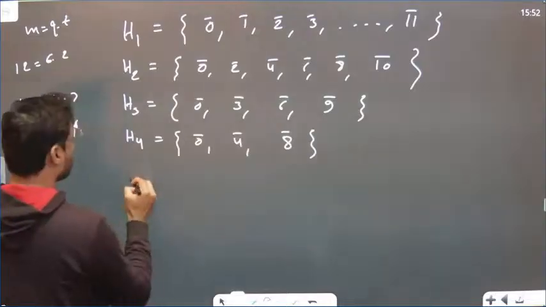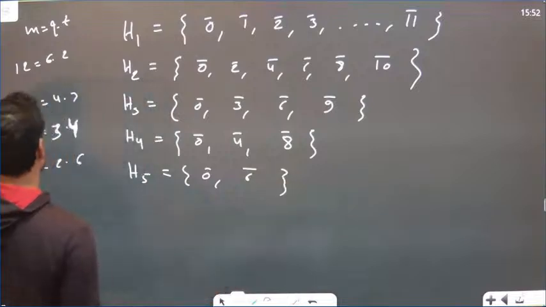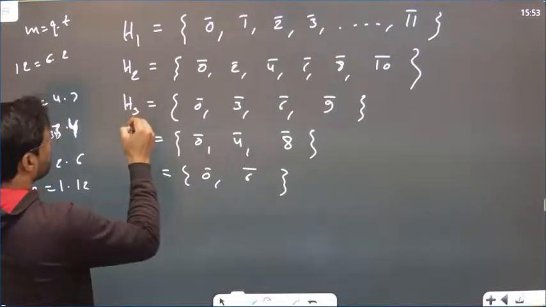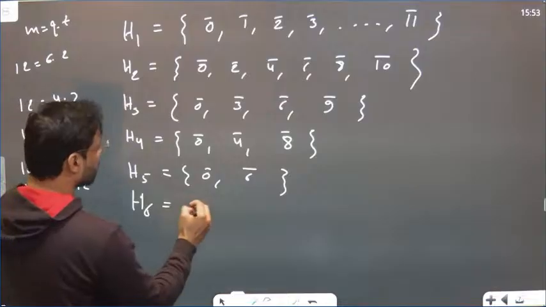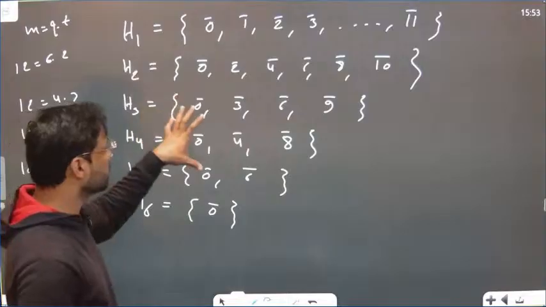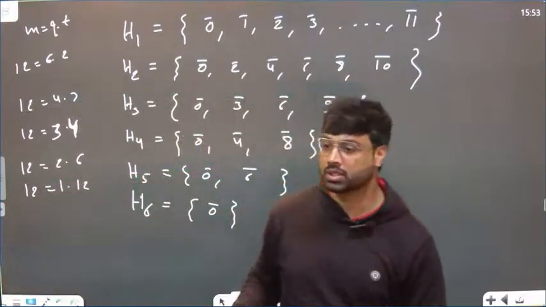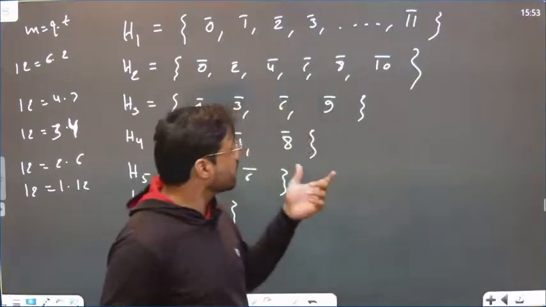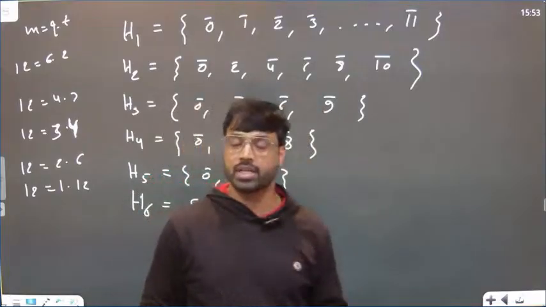Corresponding to divisor 6, 12 is 2 into 6, we will write 0 and 6. And the last one, corresponding to divisor 12, the last subgroup is only 0. So these are all 6 subgroups of Z12, and we know that Z12 is an abelian group. Therefore, all these subgroups are normal subgroups.